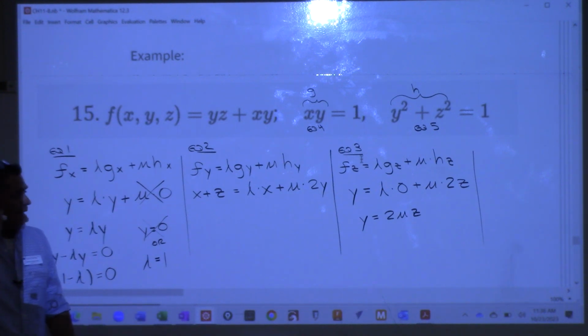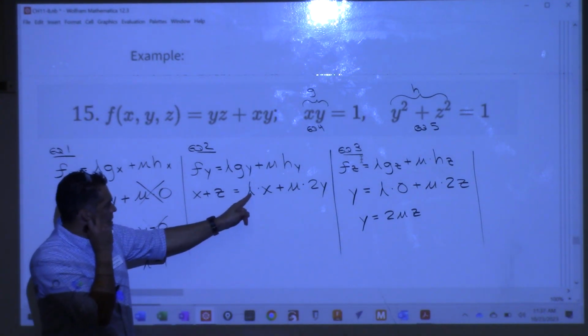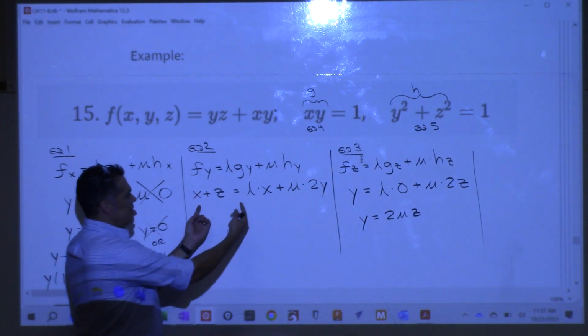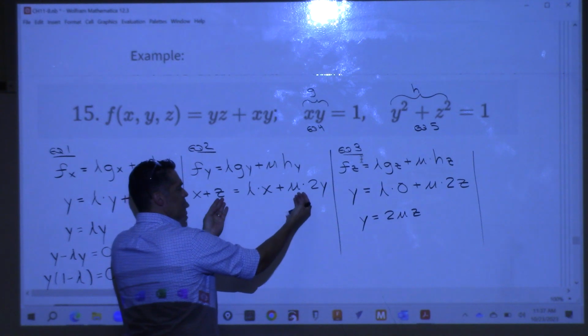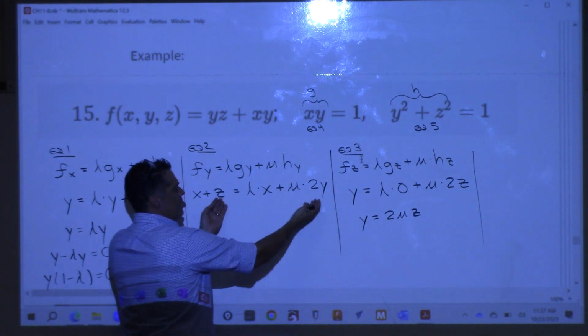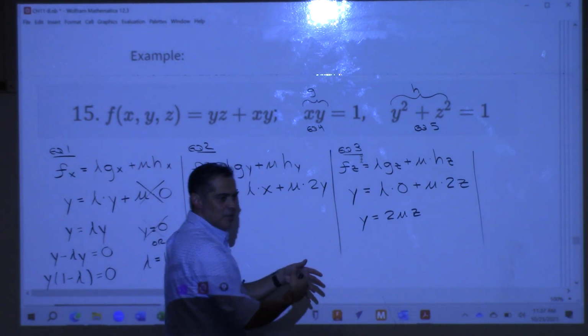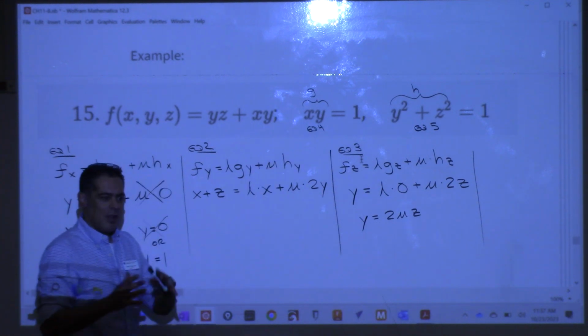Has to. And if lambda is 1, look what happens here. If lambda is 1, do you see that these x's on both sides go away? So you get z is equal to 2 mu y. And then you have another equation with z. You can set them equal to each other. You can start playing with the other equations. There's a lot of things you can do.